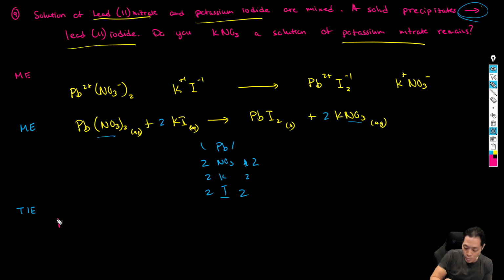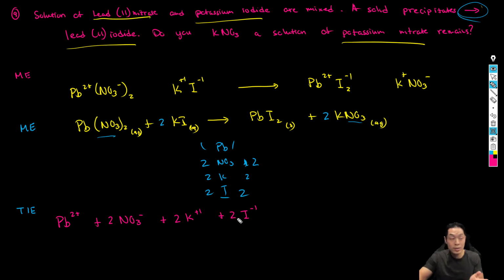So Pb as an ion is 2 plus, nitrate is NO3 minus. But right here shows us that we have 2 of them, so I'm going to put a 2 right here. Then I have the following one. I have potassium and then I have iodide. This is -1, this one is +1, and we'll make sure we have the coefficients correct. So I'm going to put a 2 in front of both of them. So that's what we have initially.